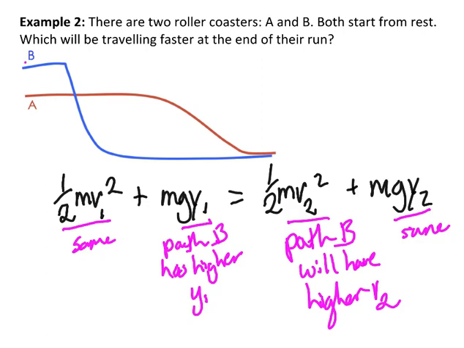So if you start from a higher initial height, you both end at the same height, then the path that started at the higher initial height will have a faster speed when it gets to the end.